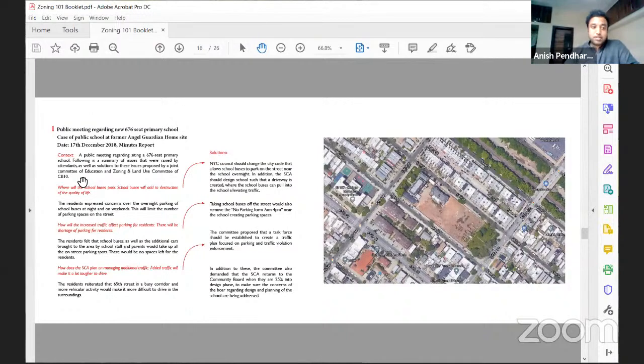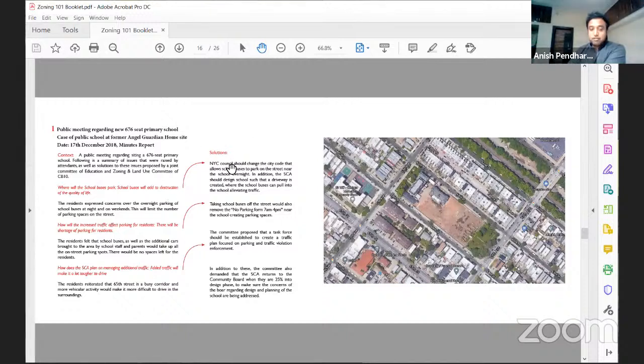So for example, what are the common issues that the board members or the public raise? Where will be the school parking for the school buses? Would they impact the parking for the local residents near the school site? How will the increased traffic affect parking for residents? How does the SCA plan on managing additional traffic? Basically, most of the issues were regarding traffic management due to the added traffic of school buses and parents who come to drop and pick up their children.